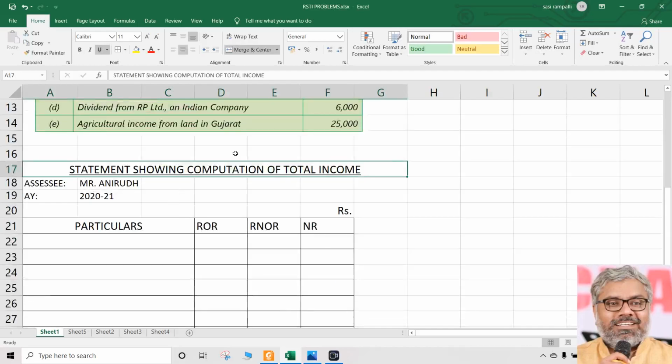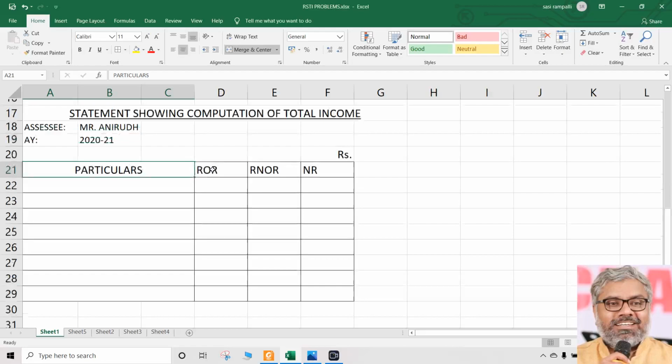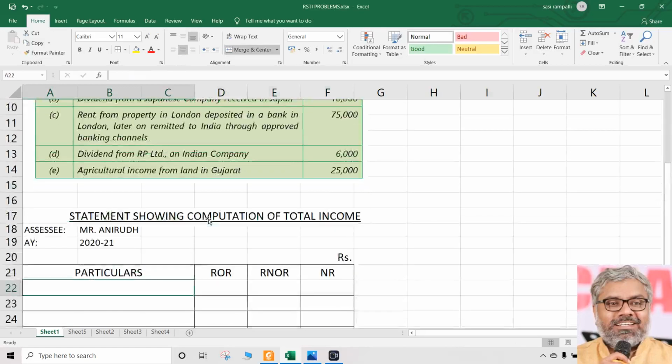Statement showing computation of total income of Mr. Anirudh for the assessment year 2020-21. Like that also you can put the heading. But the main answer is this. This is going to be the one which is valued, and the marks will be allotted for this particular main answer. So what are the particulars to be written here?